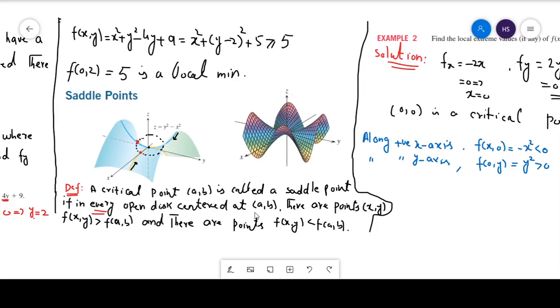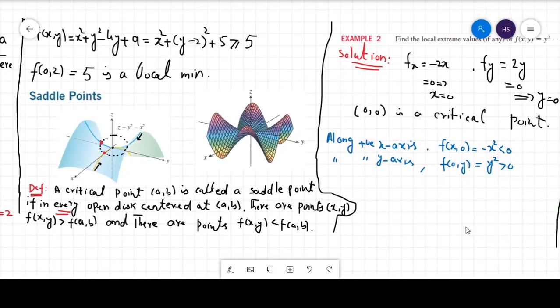This is exactly what I have told in this definition. A critical point a b is called a saddle point if every open disk centered at a b contains points whose functional value is greater than f of a b, and points whose functional value is less than f of a b, right? So this is neither a local maximum nor a local minimum. So this is a saddle point. So this is a geometric interpretation.